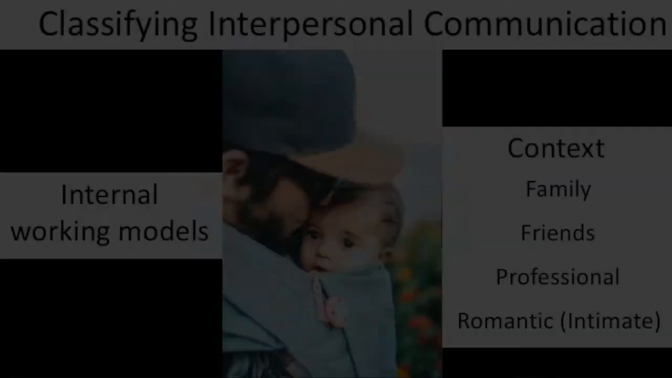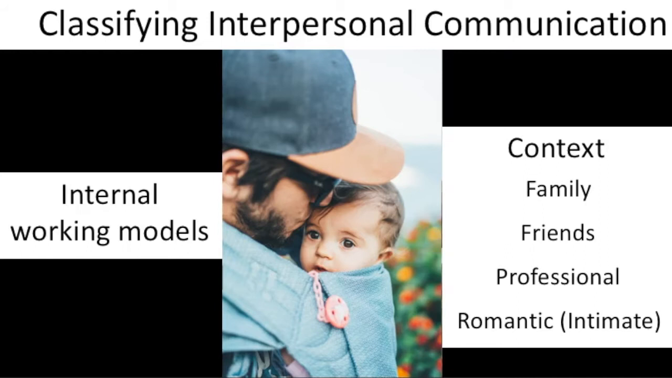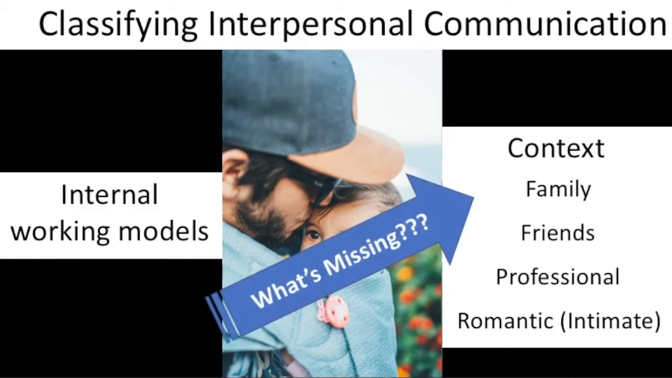Classifying interpersonal communication. One way to classify interpersonal communication is to think in terms of the context within which the communication occurs. So we can talk about intra-family communication, communication within friendships, professional communication, and communication that occurs within intimate relationships. And we can identify particular characteristics of communication that occurs within these different settings. And of course, I want to ask, can you think of any context that might be missing from this list?